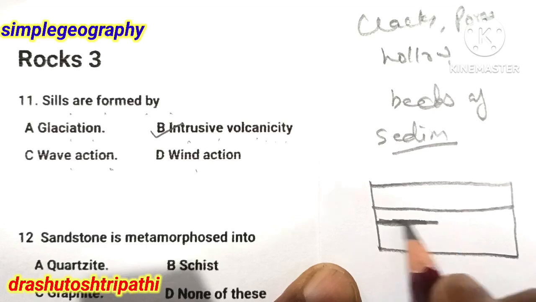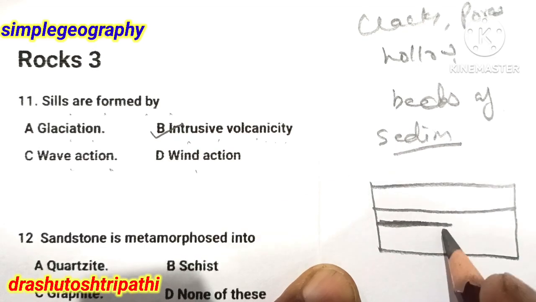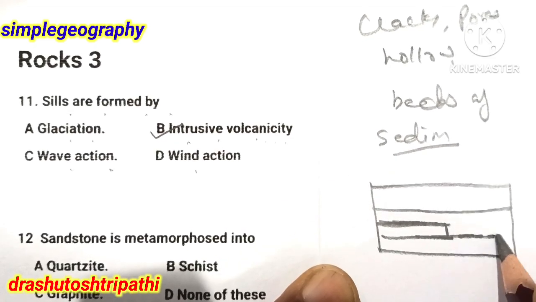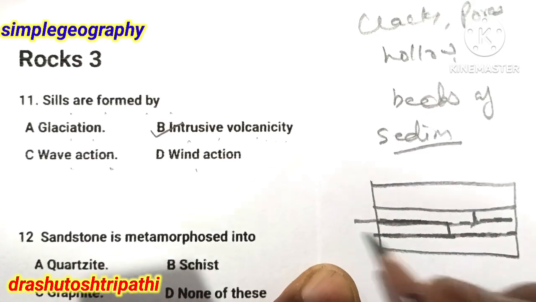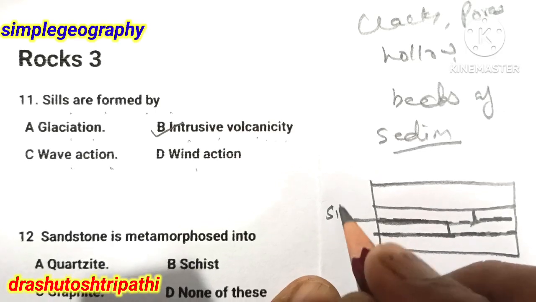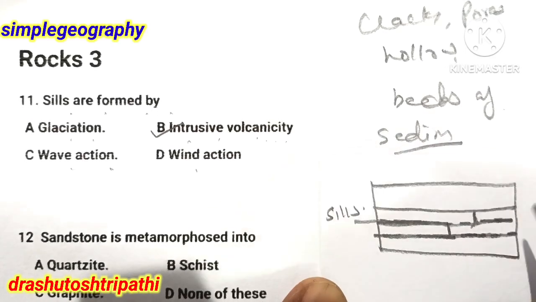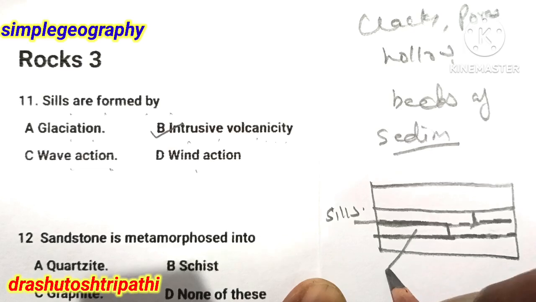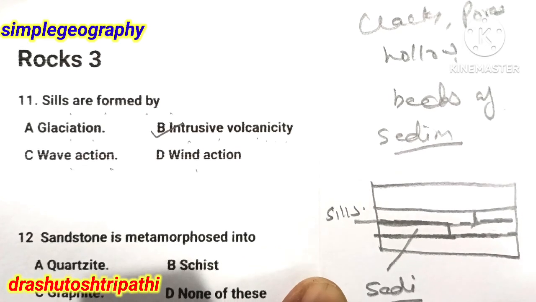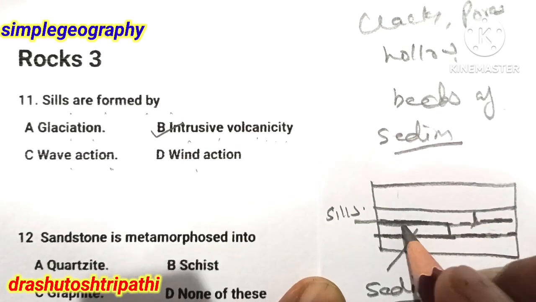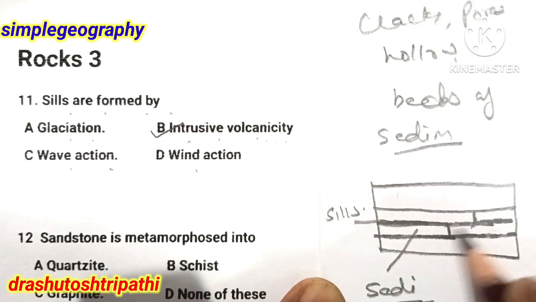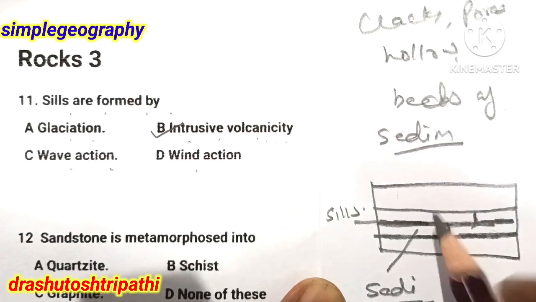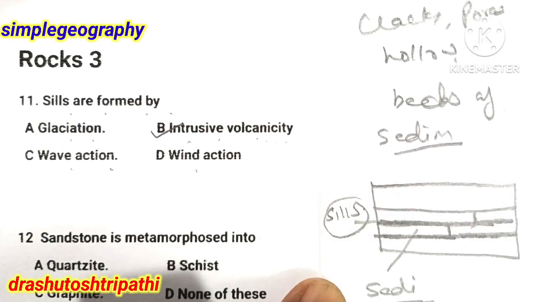When the magma is deposited in this way, this is the deposition of magma, then that is known as the sill, and the part in between is the sedimentary rock. So when the magma is deposited in a parallel form, in thick beds like this one, parallel to the sedimentary rocks, then it is known as a sill.